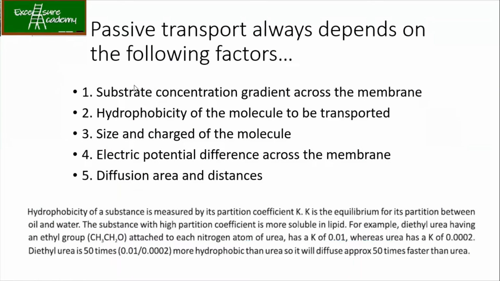Now, the passive transport always depends on the following factors. You have the substrate concentration across the membrane. So first is the substrate concentration. It can be your ions or whatever. Now, hydrophobicity of the molecule to be transported. If the molecule is highly hydrophobic, it is easy. If it is hydrophilic, then it is difficult. The size and the charge of the molecule. If there is no charge, easy. Small size, easy. Bigger size and charge, it is difficult to cross. Okay. Then the electropotential difference across the membrane and the diffusion area and the distance.